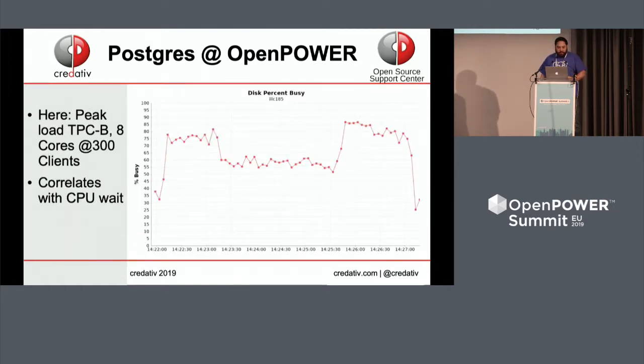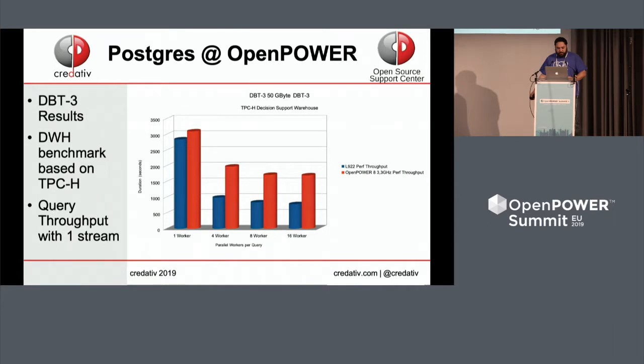So, here's maybe the last one. This is DBT3. So this is more of a data warehousey type workload. And then just looking at perf output versus OpenPOWER perf throughput.